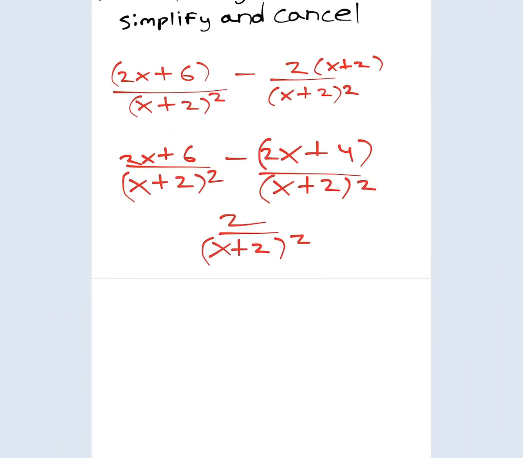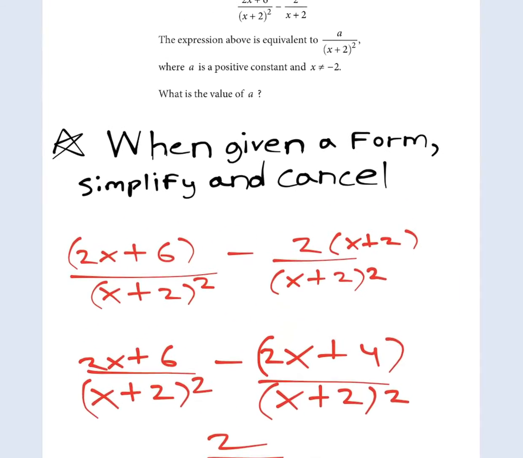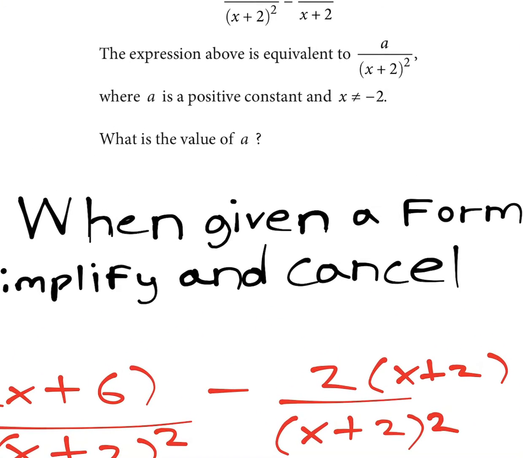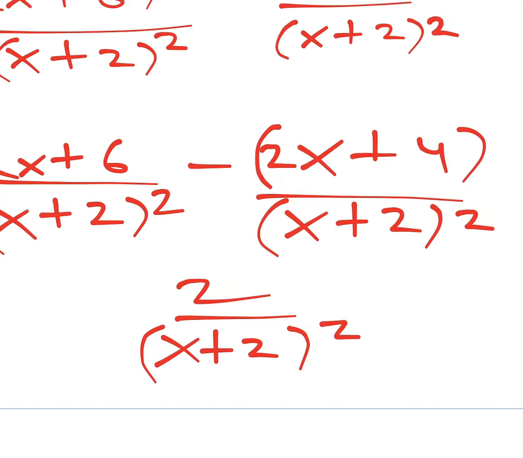If we look back at the form that they wanted us to use, it's a over x plus 2 squared. And this is exactly what we have. We have a, the constant 2, over x plus 2 squared, which means that 2 is the right answer to this problem.